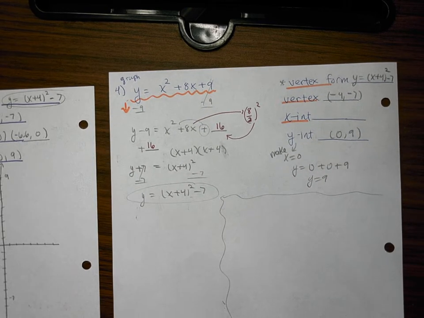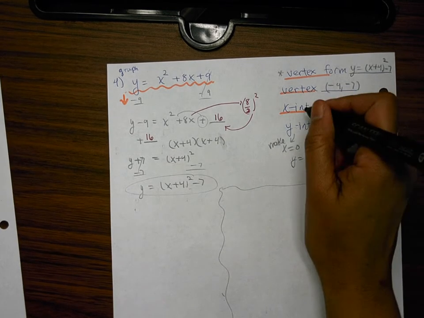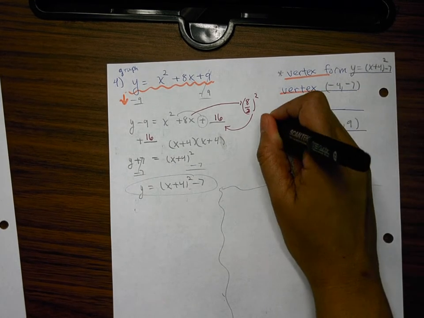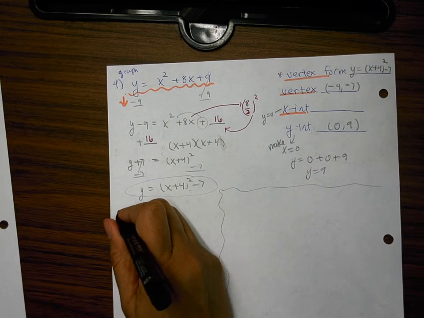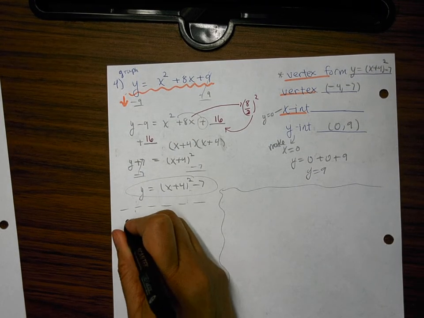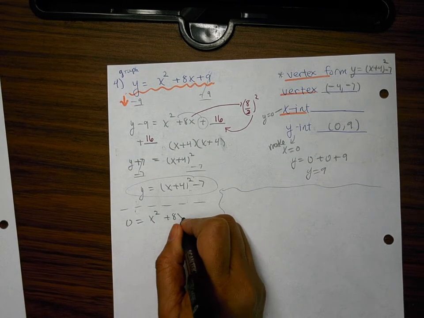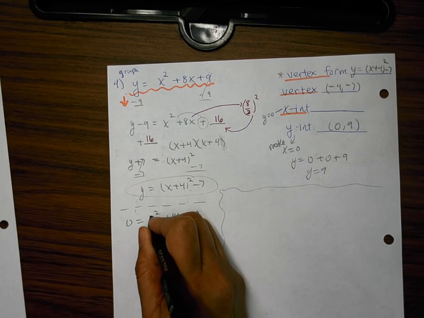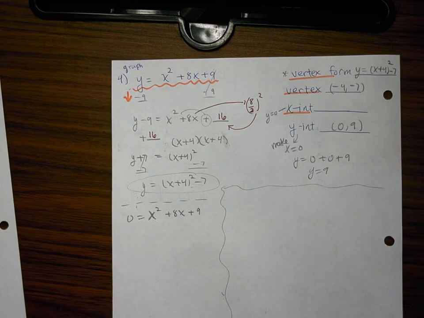Okay, for the x-intercepts, how do I find x-intercepts? I make y equal to 0 and solve. So up here, when I put 0 equals x squared plus 8x plus 9, the nicest thing to do is factor. Factor and solve.